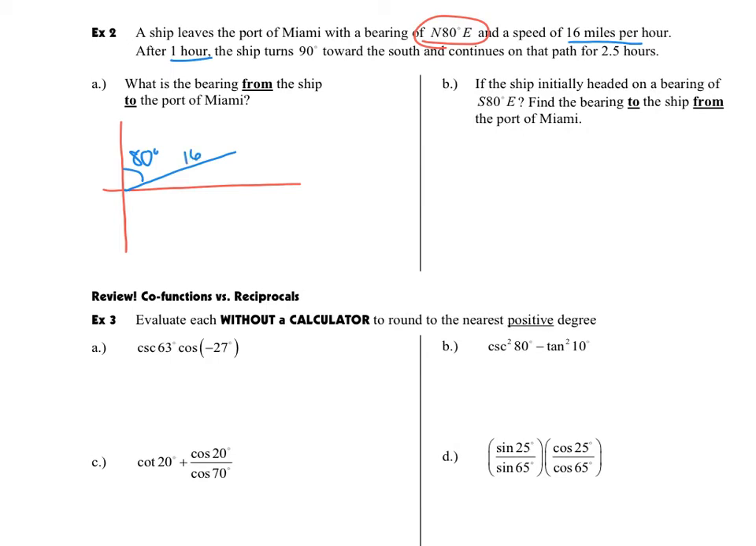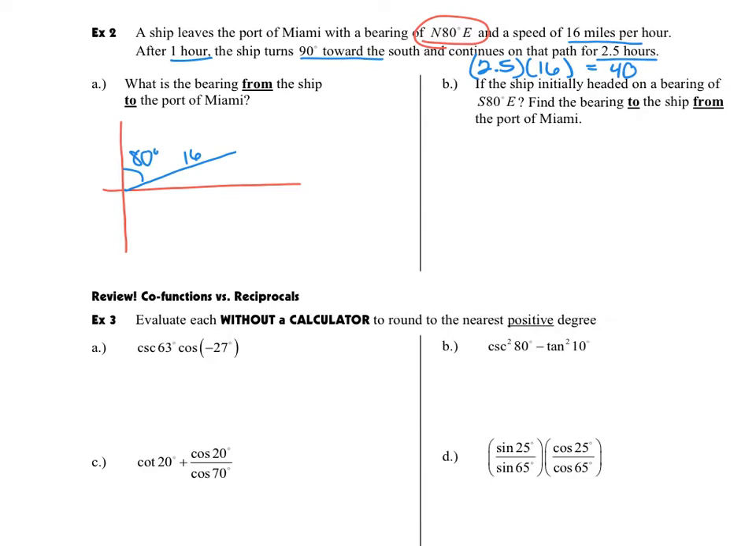Then it says that it's going to turn 90 degrees to the south. And eventually they won't all be 90 degrees, but for right now, this is a good introduction. It's going to turn 90 degrees towards the south, and it's going to go for 2.5 hours. So we can quickly calculate the length of that next leg. 2.5 hours at 16 miles an hour is going to get us 40 miles.